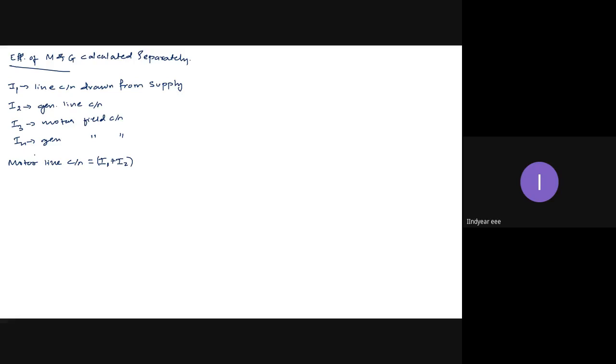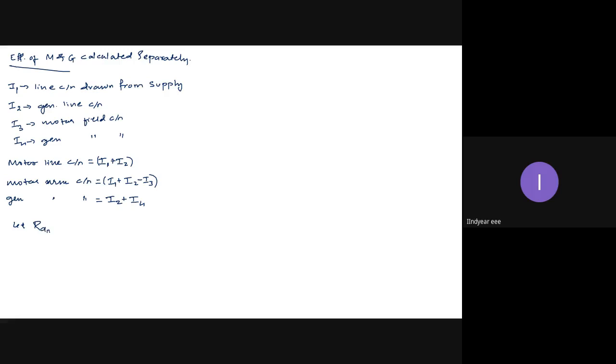Motor armature current is I1 plus I2 minus I3. Generator armature current is I2 plus I4, because part of the armature current in the generator flows in the field. Both are self-excited.